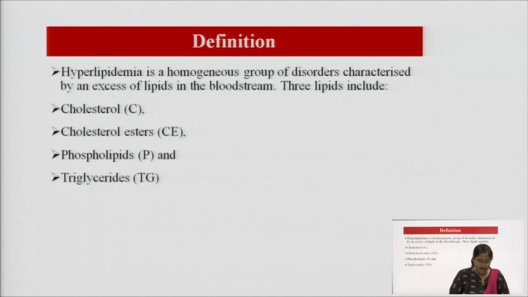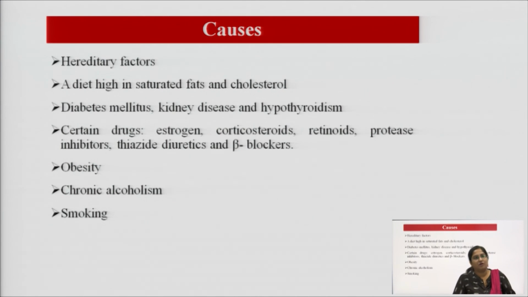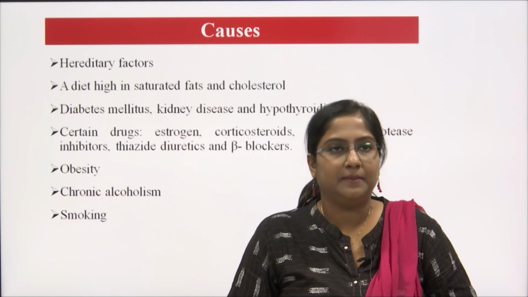So, hyperlipidemia, as the name suggests, hyper means more, lipid means lipid, and emia means blood. If there is an excess of lipid present in the bloodstream, then it will be called hyperlipidemia. What kind of lipids can be seen? Cholesterol, cholesterol ester, phospholipids and triglycerides. Next, what are the causes? The general causes are sedentary lifestyle, obesity, alcoholism, smoking, hereditary factor, diabetes mellitus, and certain medications can cause hyperlipidemia.